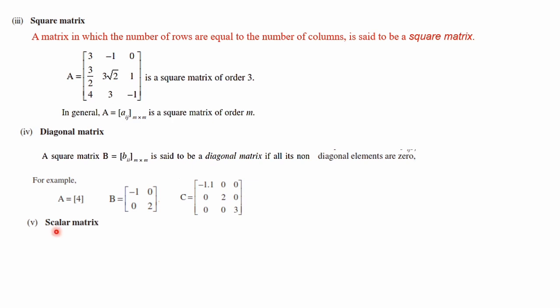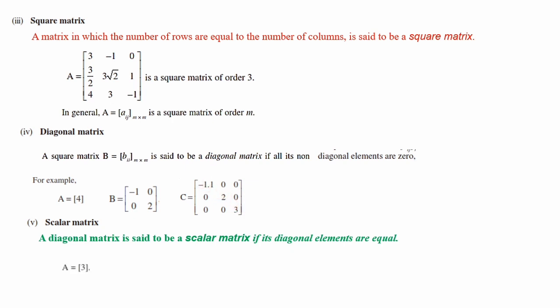Next is a scalar matrix. A diagonal matrix is said to be a scalar matrix if its diagonal elements are equal. So the scalar matrix definition is applicable only with the diagonal matrix. In a diagonal matrix, you know that all other non-diagonal elements are 0. So a diagonal matrix is said to be a scalar matrix if its diagonal elements are equal. Diagonal elements, you know that this is the diagonal element.